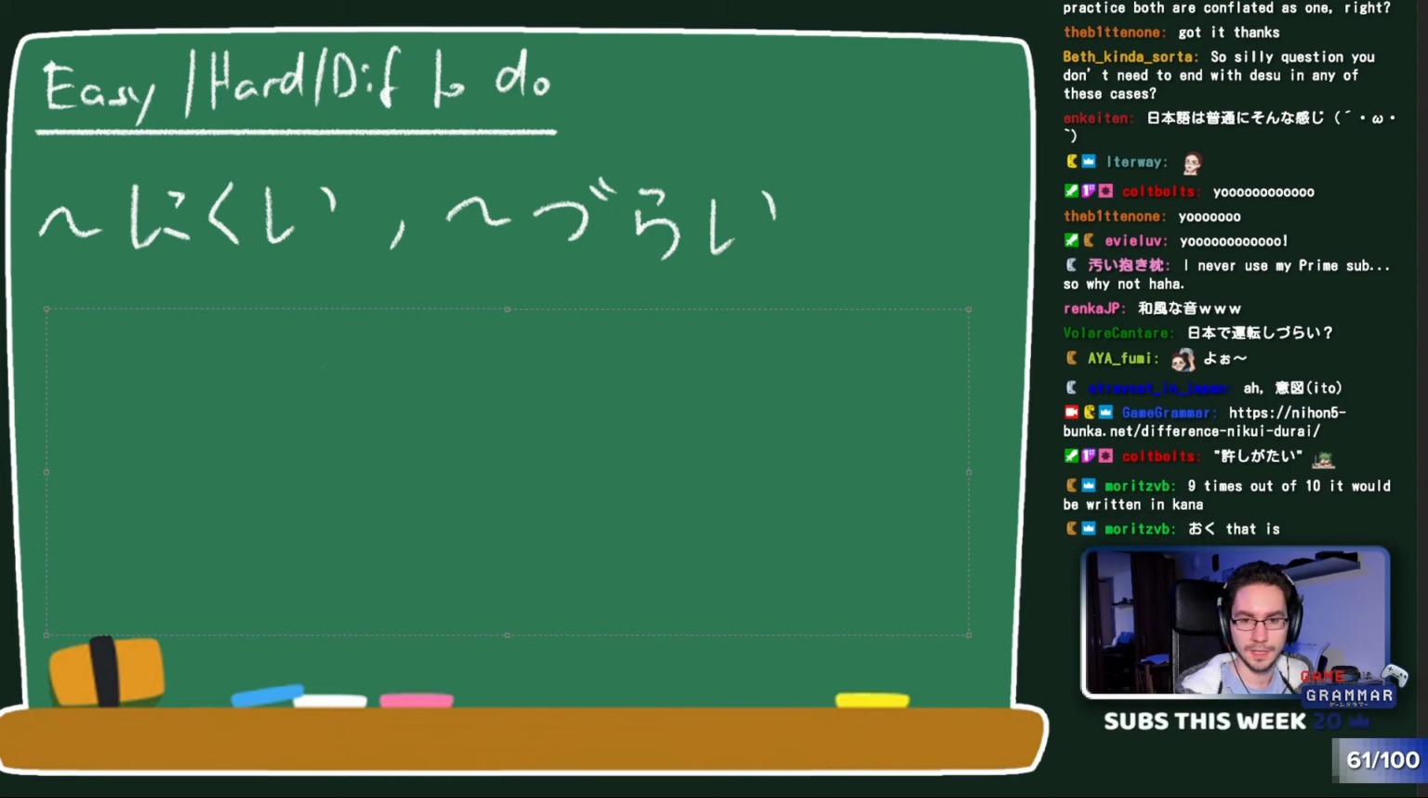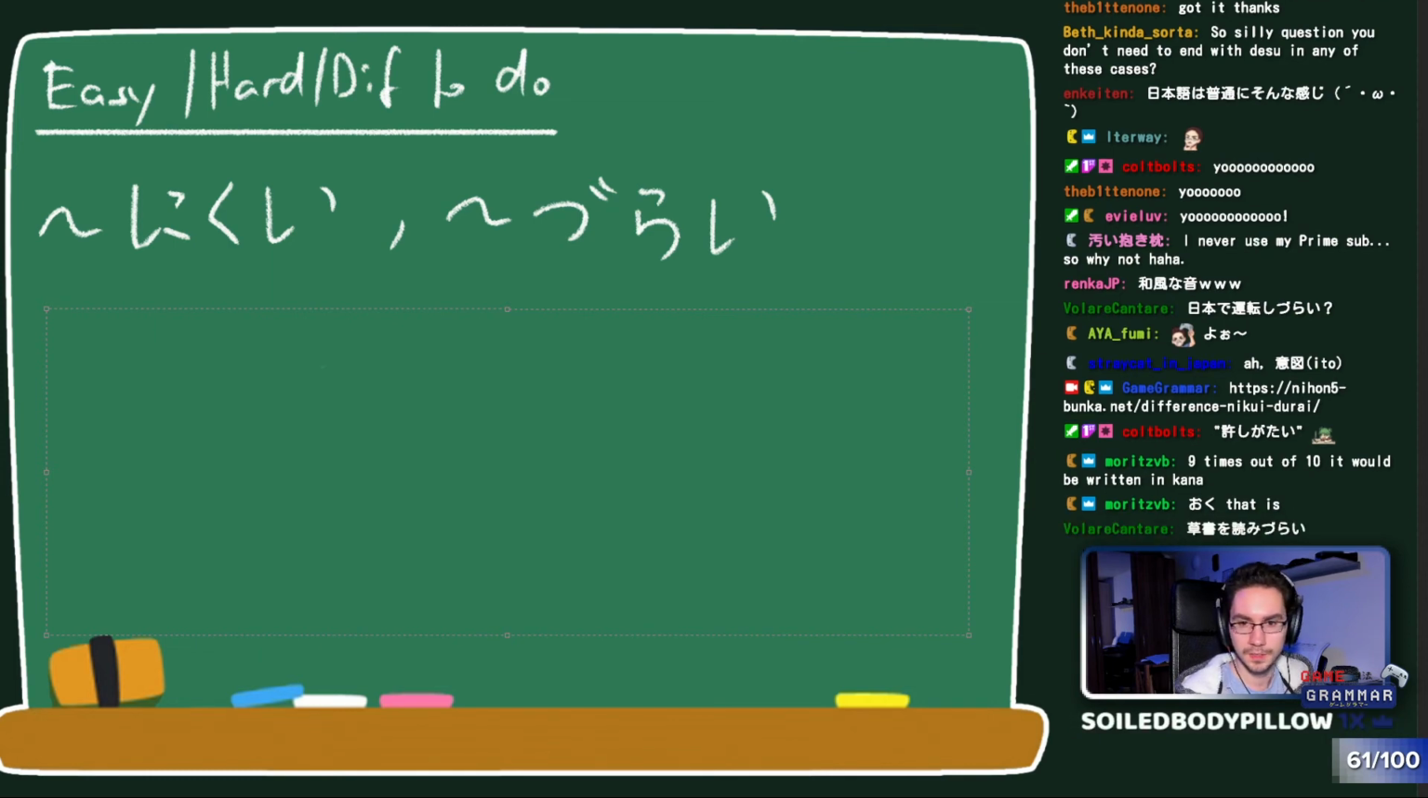Oku, that is. 9 out of 10 would be written in kana. Yeah, 9 out of 10 times, but also 10 out of 10 times, it shouldn't be okoru. It should not be like the one that they had.